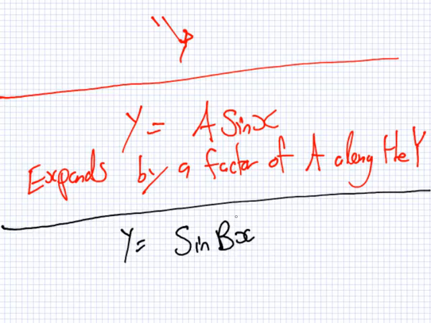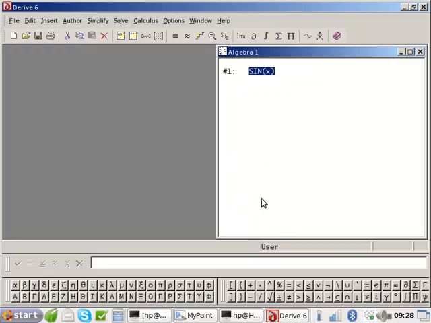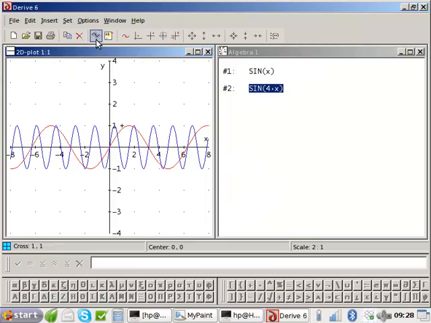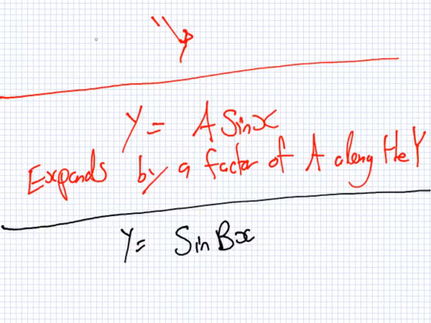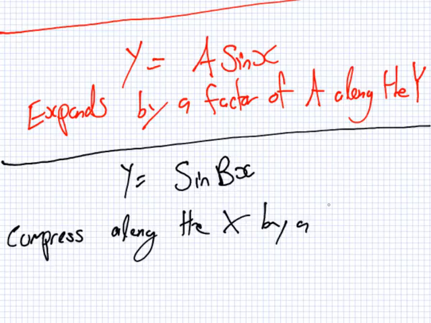Compresses. You compress the graph on the x-axis. So for example, if I had sine 4x, here's the original graph, and then here is the compressed graph. It compresses it 4 times, a factor of 4. So the next one here: compress along the x by a factor of b.